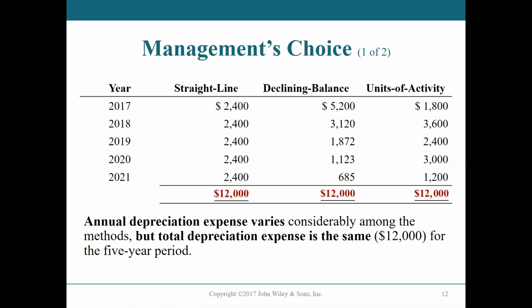So the 12,000, the total depreciation expense, does it equal the amount that you purchased the equipment for, or is it given to you? Where does that number come from?